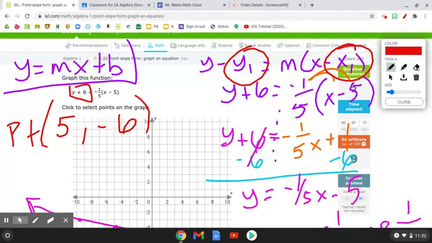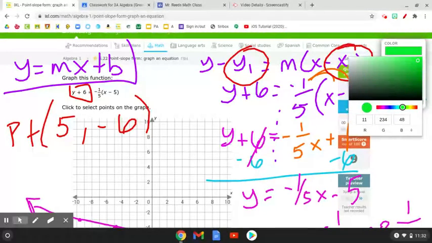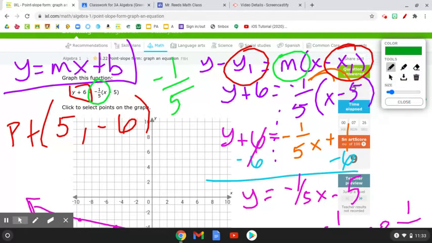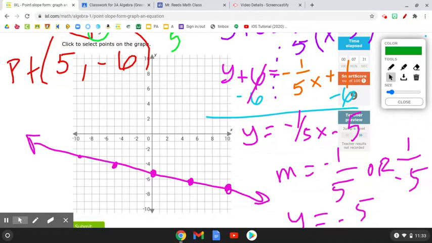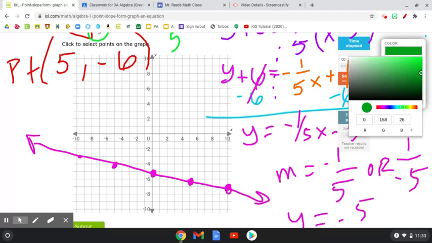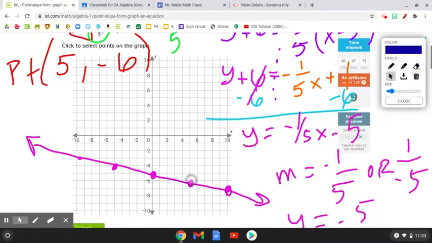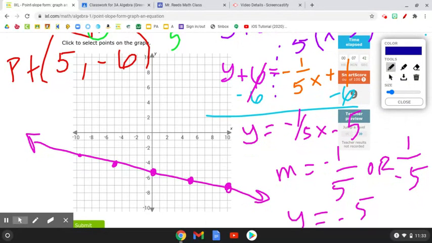My slope is the number in front of the parentheses. So your slope is negative 1 over 5. If we were to graph this, we know my point is 5, negative 6. So if I go over 5 and down 6, there. And then I would go down 1 over 5. Notice now, this is on the same exact line. Everything is lining up.